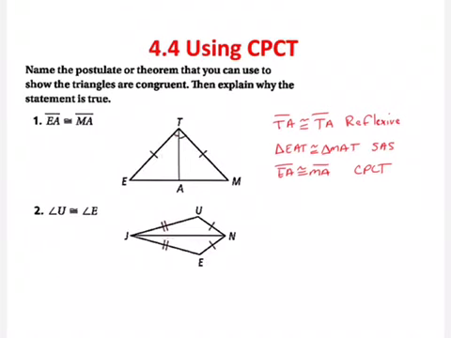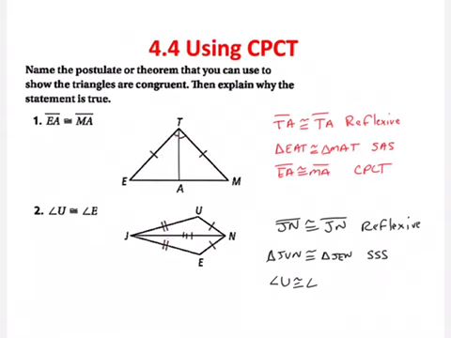In the second problem, very similarly, I have two sides, but I know I can prove that JN is congruent to JN through the reflexive property. Now I can say the triangles, in this case, JUN is congruent to triangle, not E, JEN by side, side, side. And therefore, angle U is congruent to angle E by CPCT.